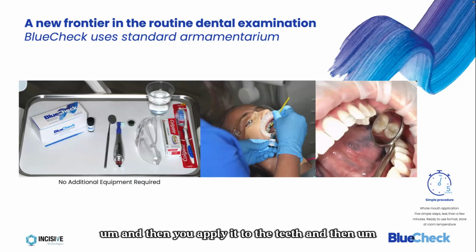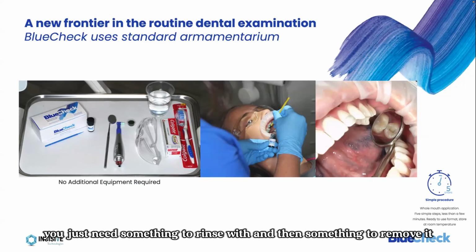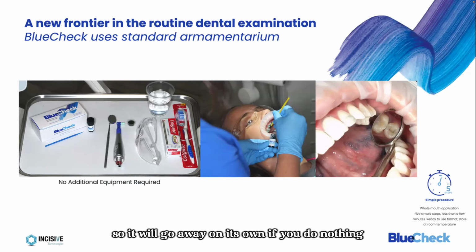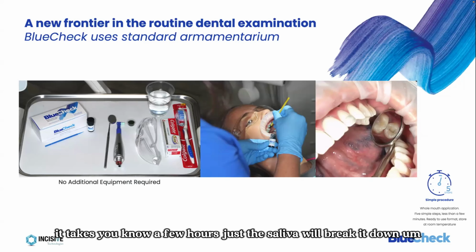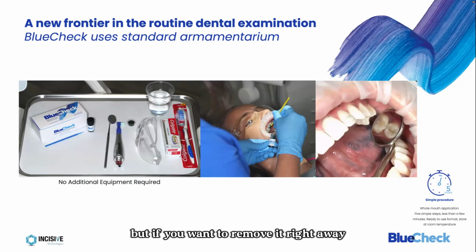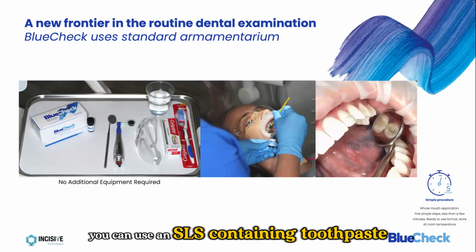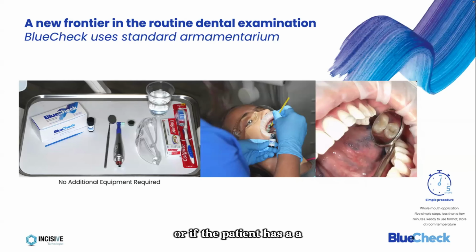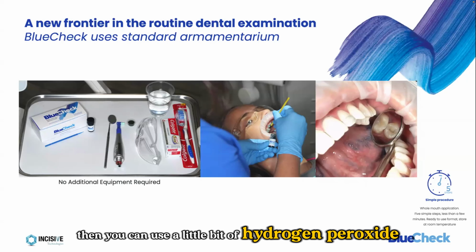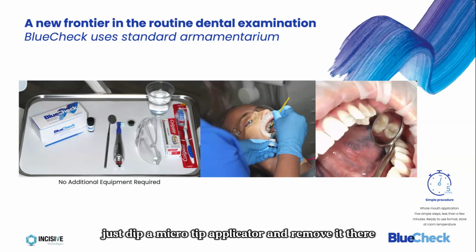And then you apply it to the teeth, and then you just need something to rinse with and then something to remove it. It will go away on its own if you do nothing. It takes a few hours, just the saliva will break it down. But if you want to remove it right away, you can use an SLS-containing toothpaste, or if the patient has a contraindication to SLS, then you can use a little bit of hydrogen peroxide, just dip a microtip applicator and remove it there.